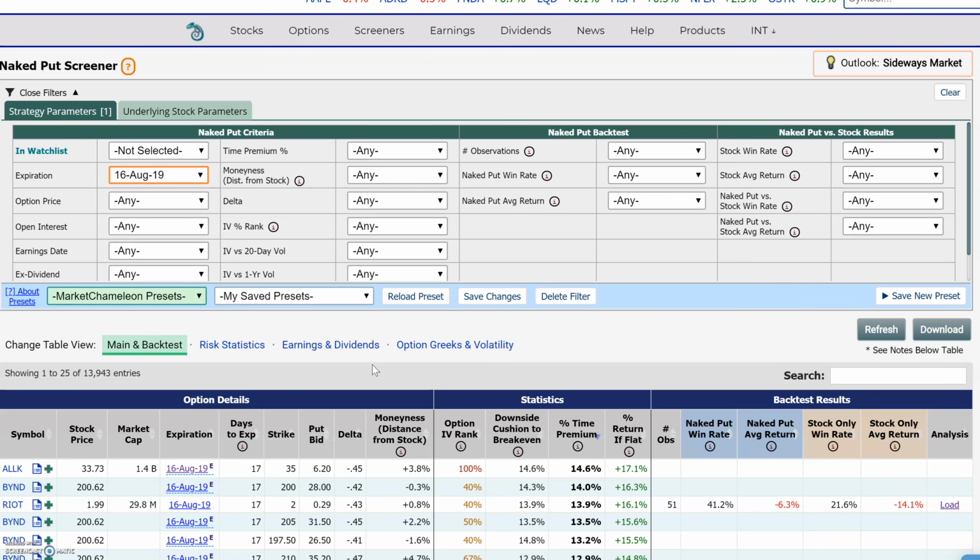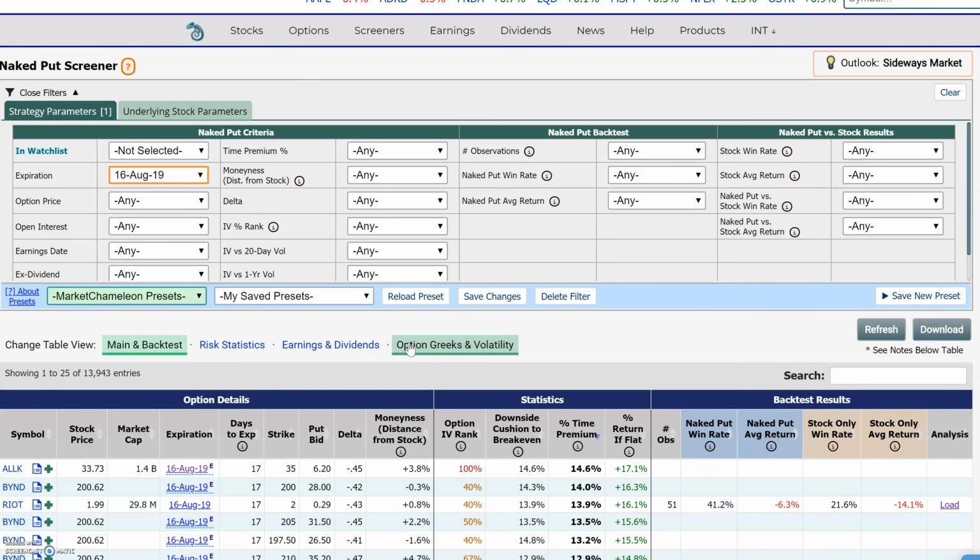I was going to do a scan using the naked put screener to show you how you could use the implied volatility and historical volatility to scan for puts, either look overvalued or undervalued relative to the historical volatility. So oftentimes traders compare the current implied volatility of an option to how the historical volatility of the stock behaved. And let's just take a look here.